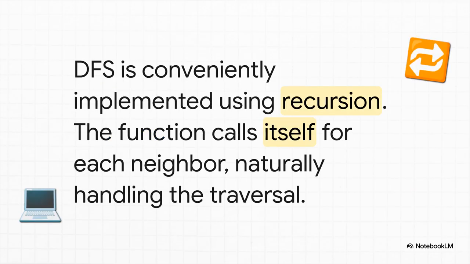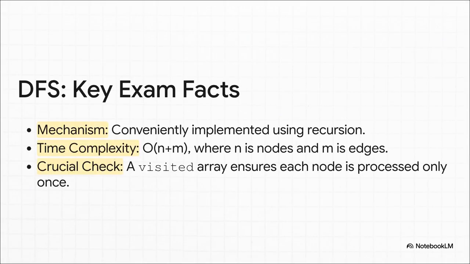Now, what does the code for this look like? It's usually done with recursion, and it's surprisingly simple. The magic is right here. The DFS function calls itself for its neighbors. That's what creates the diving deep behavior. And the best part? The system's function call stack automatically handles all that backtracking for us. It's pretty neat.